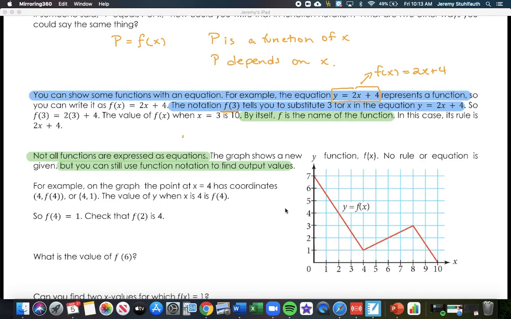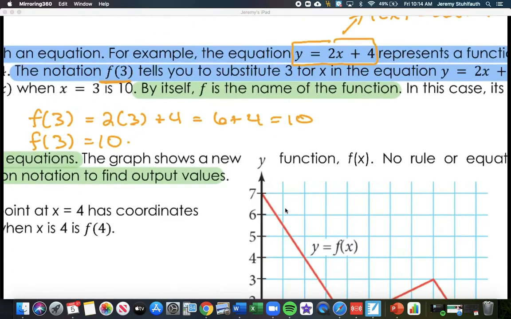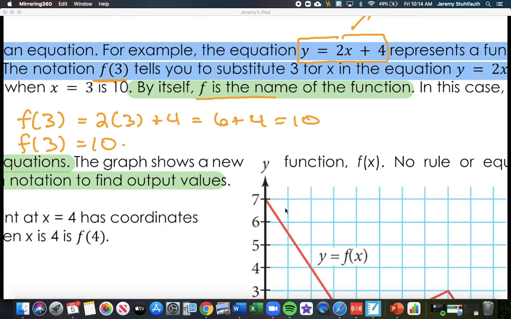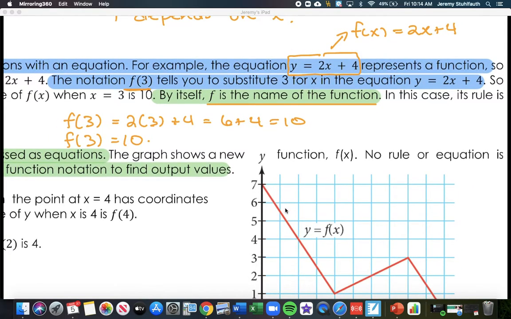So f(3) would be equal to 2 times 3 plus 4, which would give you 6 plus 4, which would be 10. So what you would have is f(3) = 10. And what that tells you is that the value of f(x) when x is 3 is 10. Now the name, if you just see f by itself, is the name of the function. If I just say f and not f(x), I'm just naming the function. f(x) is telling you that f is a function of x, or f depends on x.